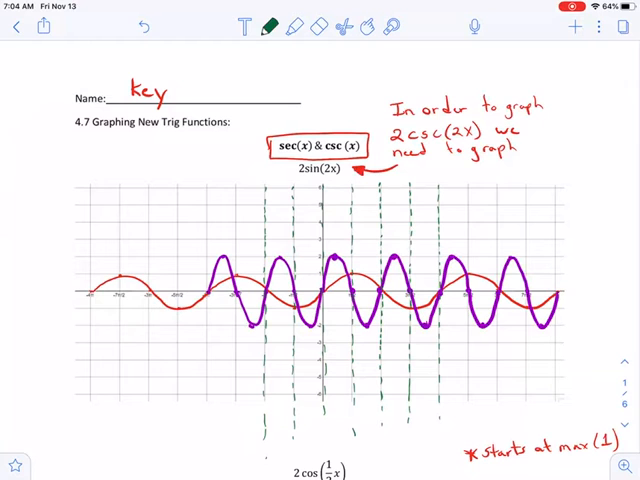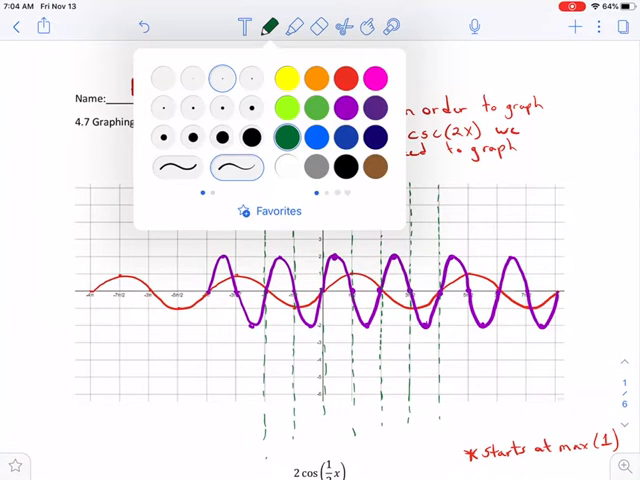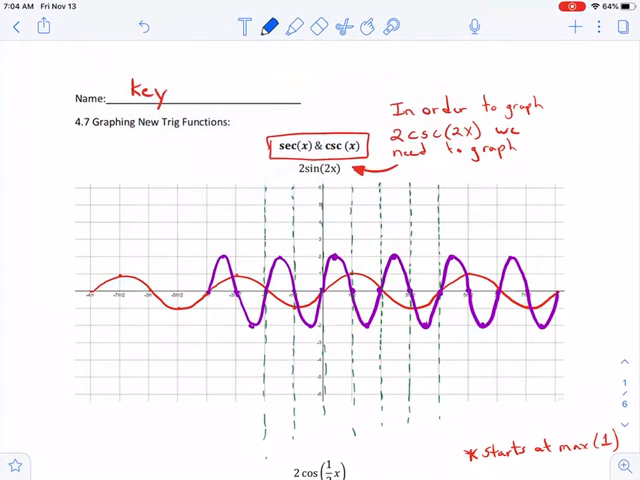Then what we're going to notice is that the cosecant graph is really like the best buddy of this 2 sine of 2x graph. So where it's positive, it's still going to be positive. So where 2 sine 2x is positive, 2 cosecant of 2x is going to be positive. And then wherever this 2 sine of 2x has a maximum, we're actually going to get a relative minimum for 2 cosecant of 2x.